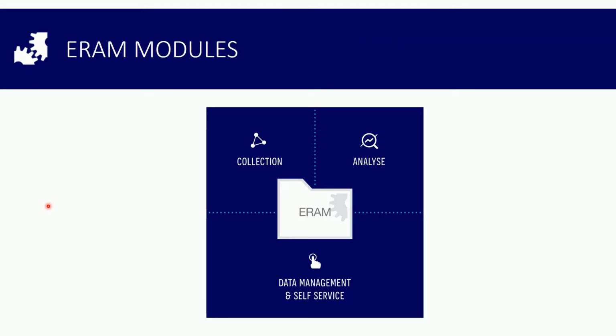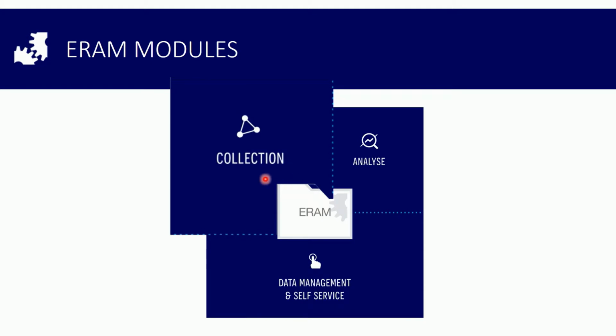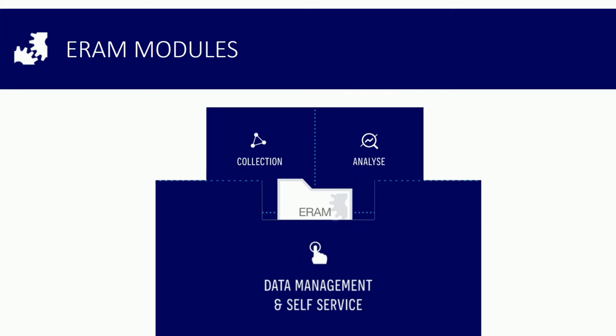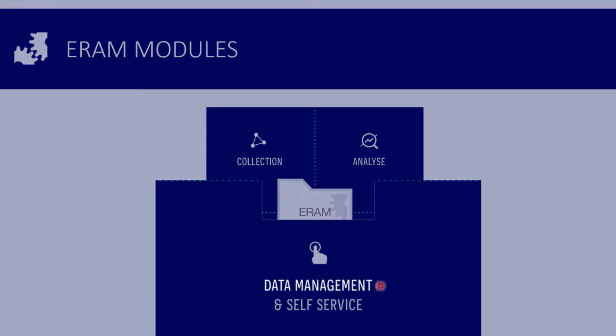ERAM's three modules are the collection module, which collects information and stores this in the database, the analyze module, which analyzes the collected information, the data management module, which consists of two parts, delegating data management to data owners and offering self-service to the end user.